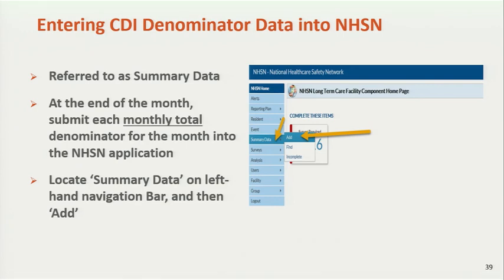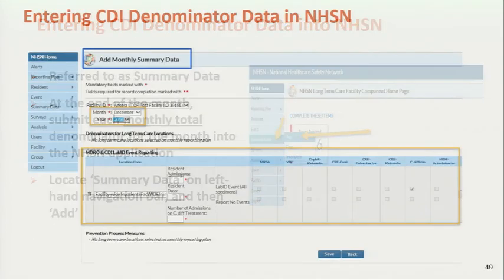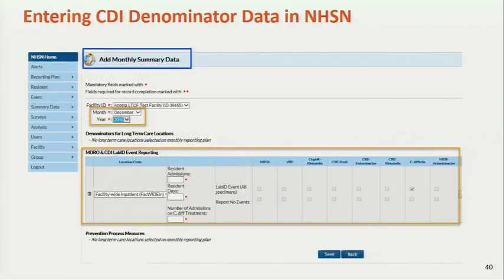So as a reminder, the denominator data are entered on the summary page by clicking Summary and then Add. I'm going to walk you through the steps here for entering C. difficile specific denominator data. So once we click Add for our summary data, the next thing is to select the month and year in which you will be entering the denominator data. Everything with a red asterisk is required for you to enter.